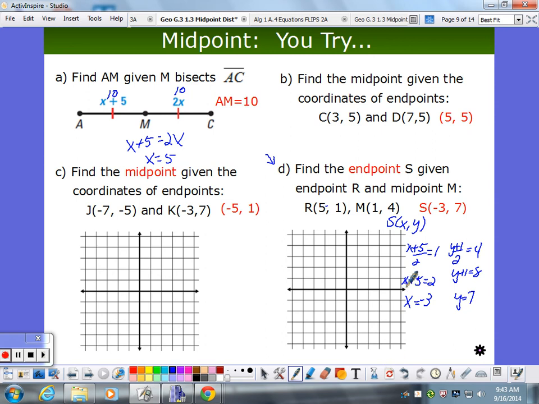Did you find this error either on mine or on yours? Have you found it? Are we okay with this? This is one that you have to know how to do. So if you're just bluffing it right now, saying, yeah, I get it, and you don't, please ask.